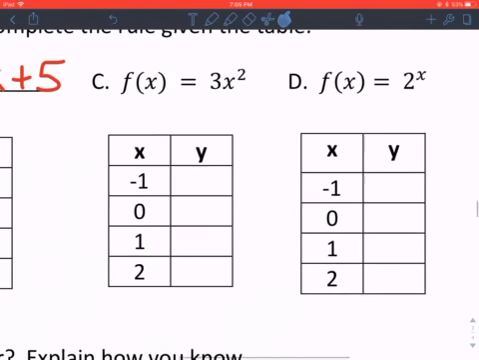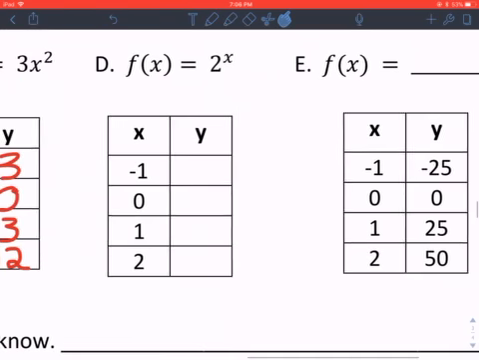Okay, so let's look at C. C is 3x squared, so it just gives us a bunch of x values that we need to substitute into the function. So first, if I substitute -1 in, I have 3 times (-1) squared, which would be +3. 3 times 0 squared would be 0. 3 times 1 squared would be 3. And 3 times 2 squared is 4 times 3, which is 12. So that would be our completed table.